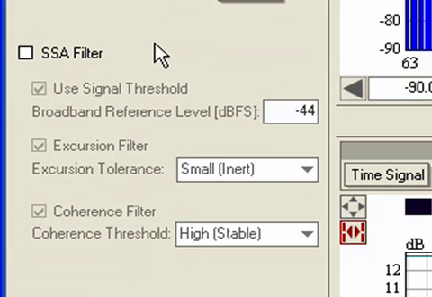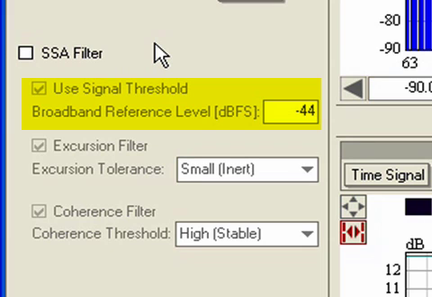The first stage, which must be engaged to use the other 2 stages, is a signal threshold. Any data below this threshold will be excluded from the measurement. This comparison is done in the frequency domain individually for each frequency. So to pick a threshold, there are 2 methods.